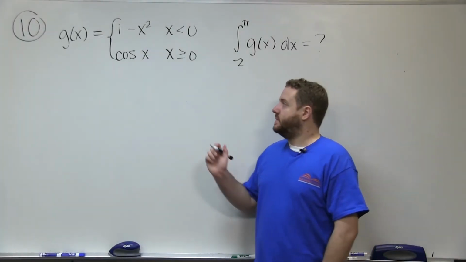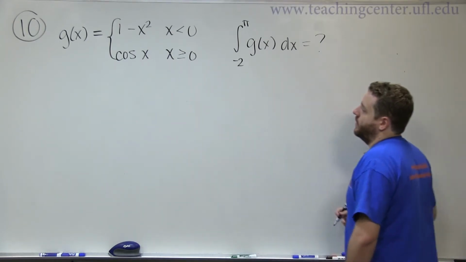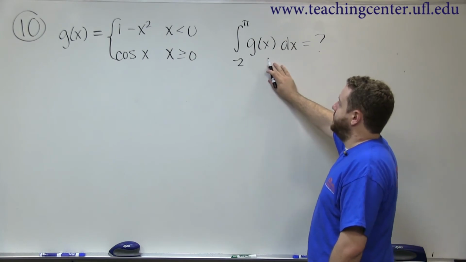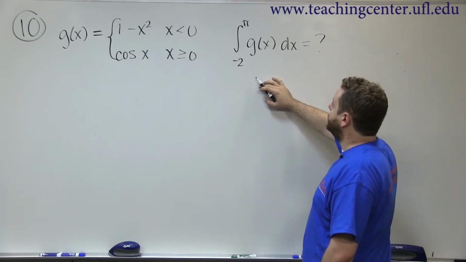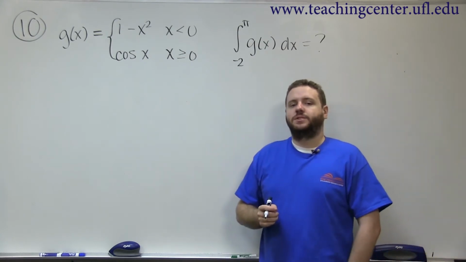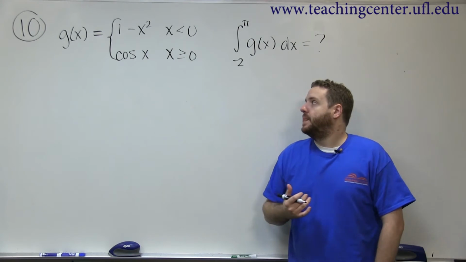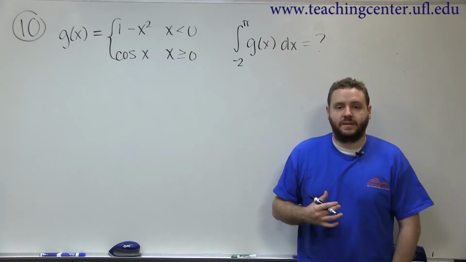Problem number 10 gives us a piecewise function, g of x, defined here. And we want to find the definite integral of g of x from -2 to pi. Whenever you're taking the integral of a piecewise function, you have to break it into the pieces because each function only applies on a certain range of x's.